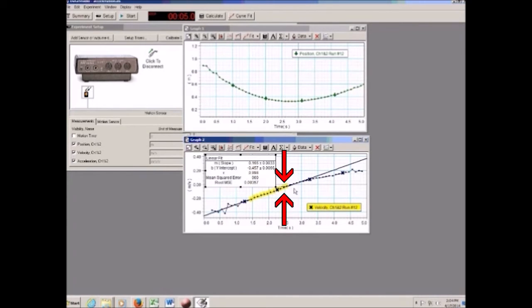So I call this the kink, as you may or may not have this kink in your data. It depends on your equipment. So if you see the kink, highlight the other section as well and print out two graphs. So you'll have one graph that shows the fit to this part when it was going in the positive direction, and a second graph that shows this fit when it's going in the negative direction.